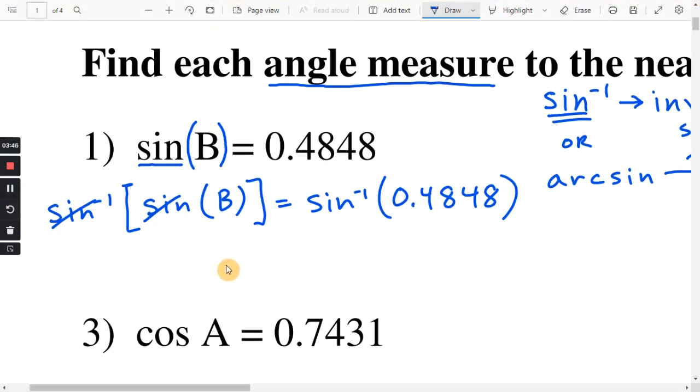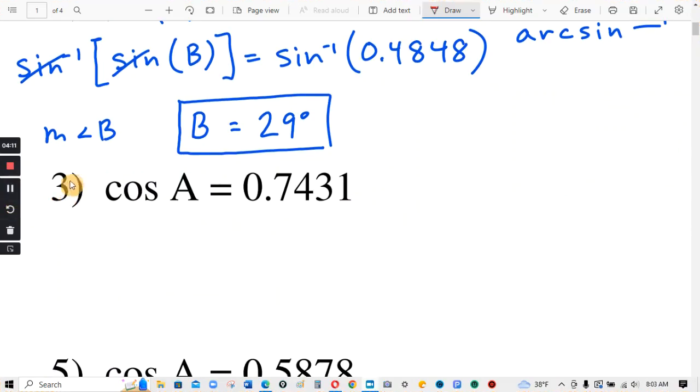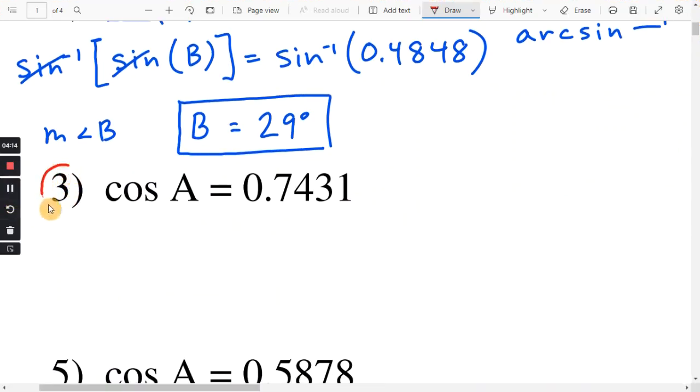So angle B equals 29 degrees. They said the nearest degree, so that means no decimal places, just a whole number. You could write measure of angle B if you like; it's the same thing, I just abbreviated. Please pause and try number 3. I'll give you a hint: instead of doing the inverse sine on both sides, you want to do the inverse cosine on both sides. Otherwise, it's the same thing, so please try it.